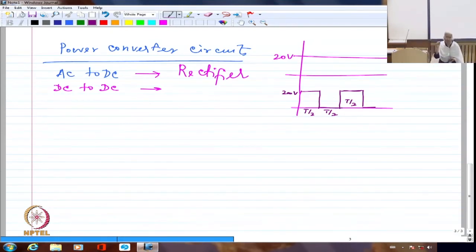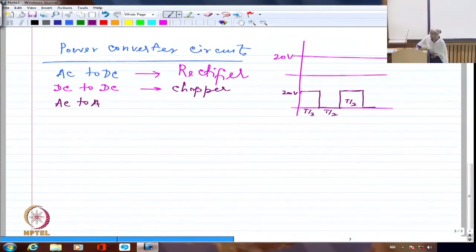So this is what is DC to DC conversion, for example. We chop the voltage for 50% of the time. We apply the voltage for 50% of the time. So we call this sometimes a chopper. Right? This is DC to DC conversion. We will have AC to AC converters as well. So I can do the same chopping in AC.